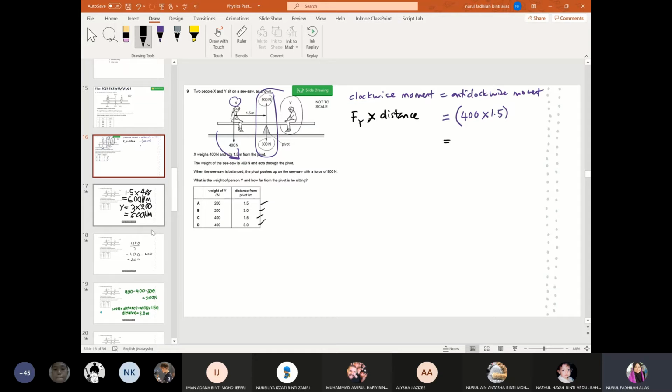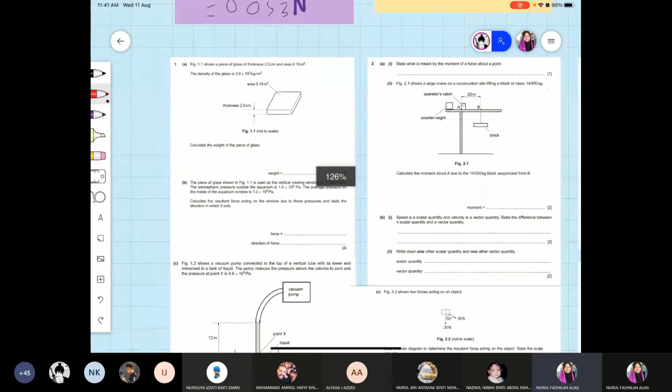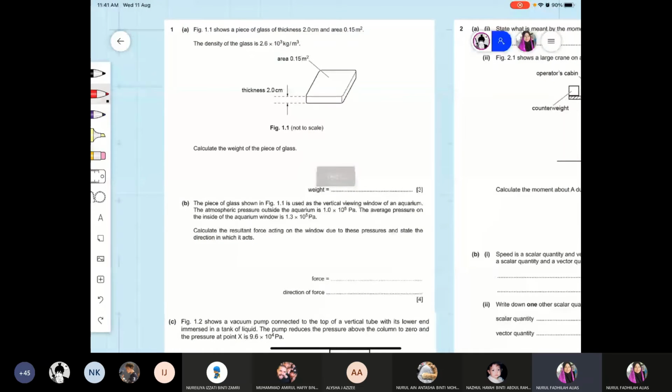Okay, sekarang ni let's move on to question. Kita tengok soalan paper 4 yang awak dah buat. Okay, I really hope that everyone has done it. So, soalan number 1. Okay, how do you do this?